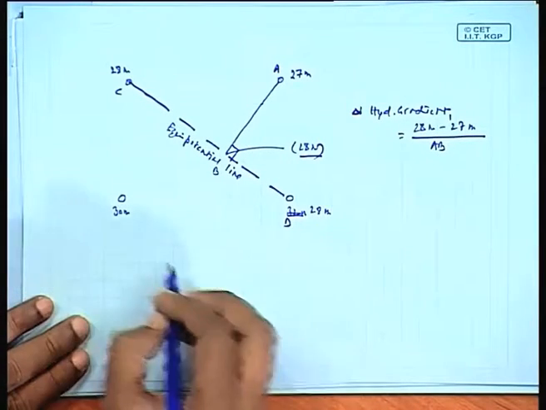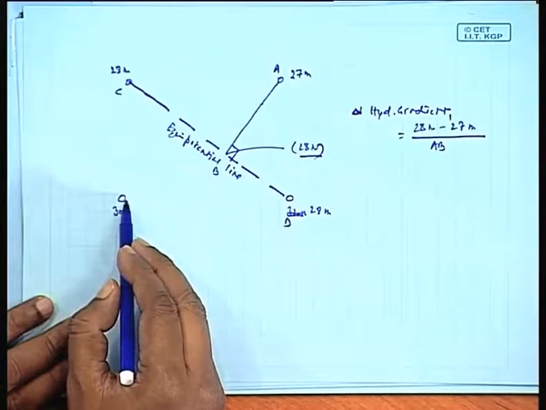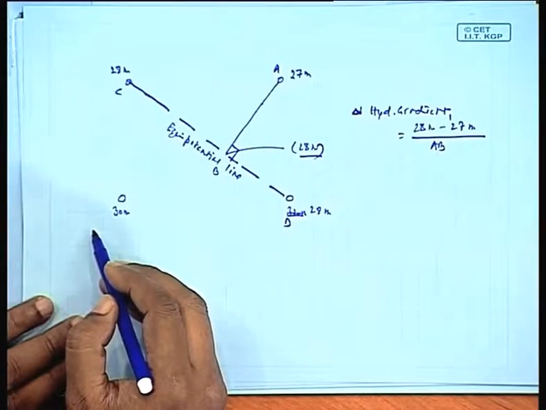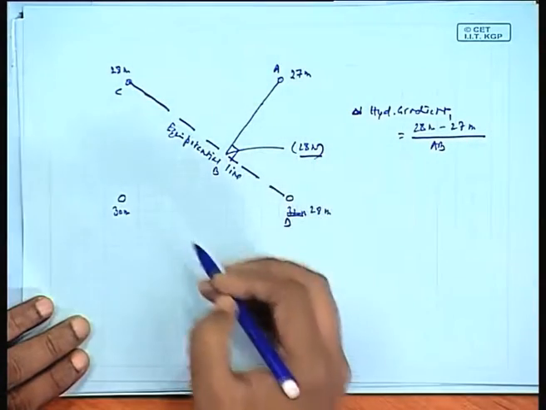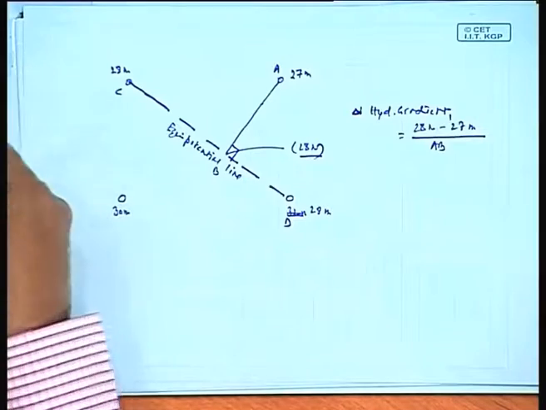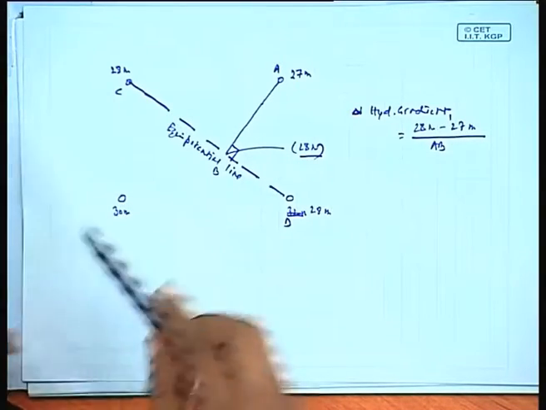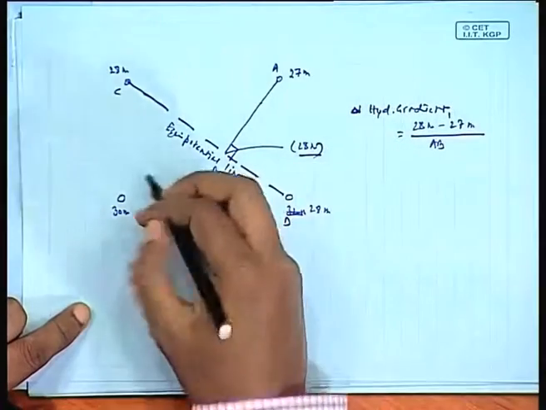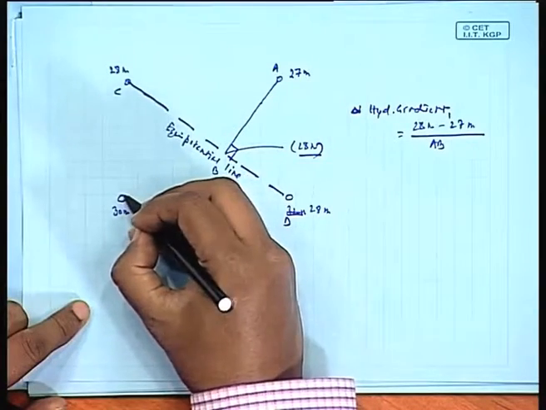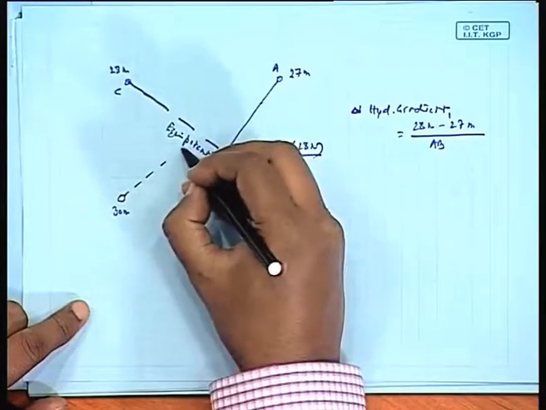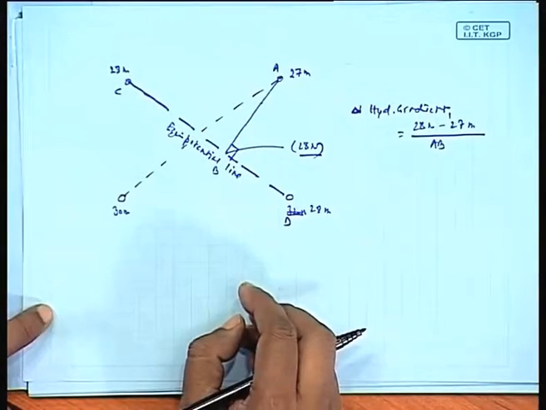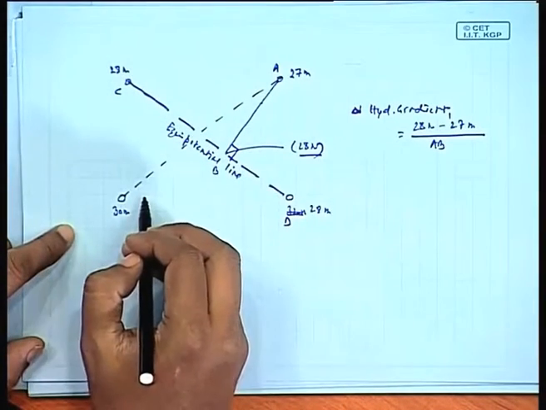Now suppose we have to incorporate this one also. There are two ways to do this incorporation. One way of incorporating the 30 meter point is this: we draw a line, just merely connecting this. Not a straight line anyway.